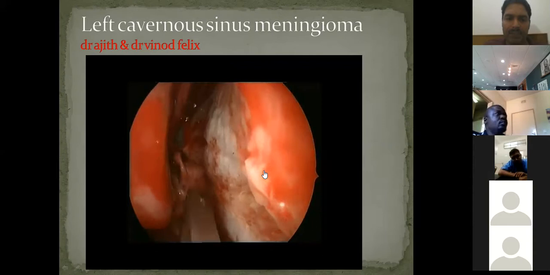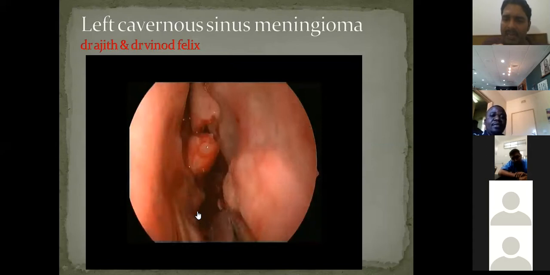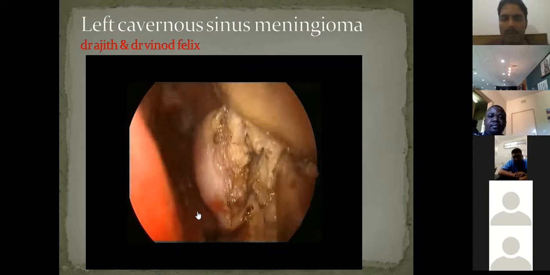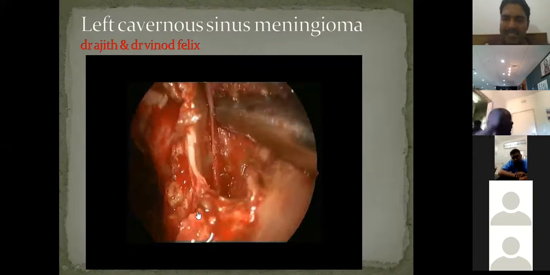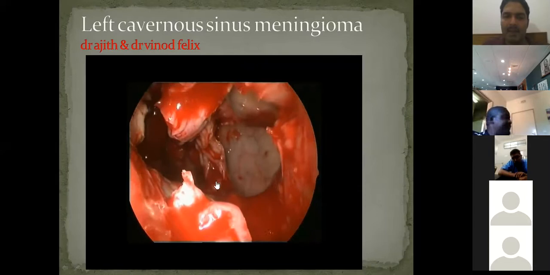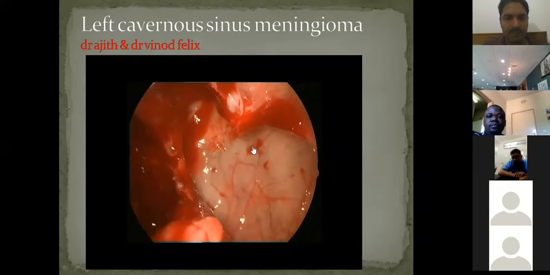Now we are removing the septum, and we removed part of the left middle turbinate also, and now we are removing part of the left maxillary sinus. We are removing the anterior wall and the medial wall of the left maxillary sinus by doing the Denker's approach. This is the posterior wall of the maxillary sinus.